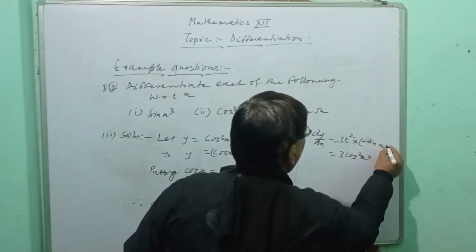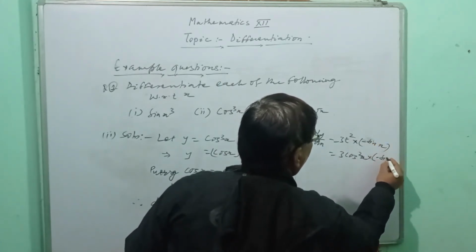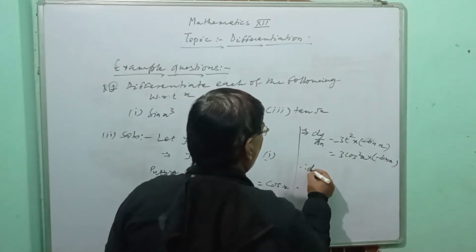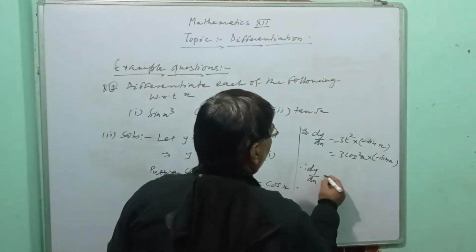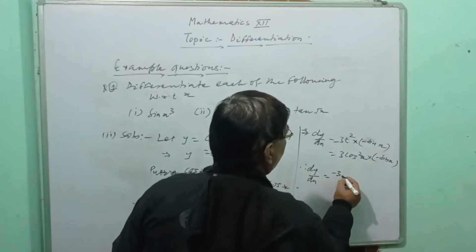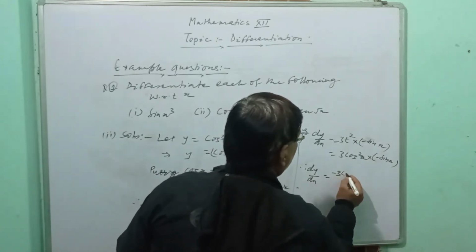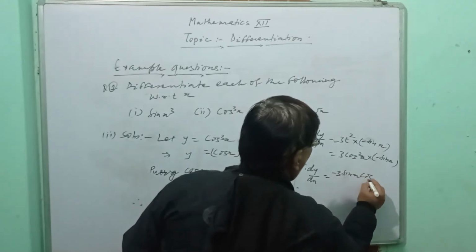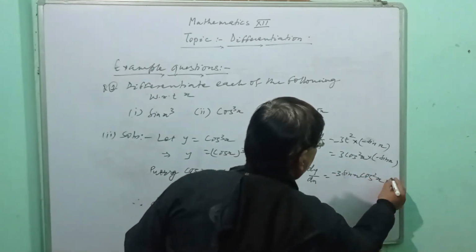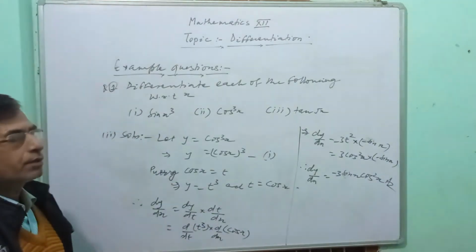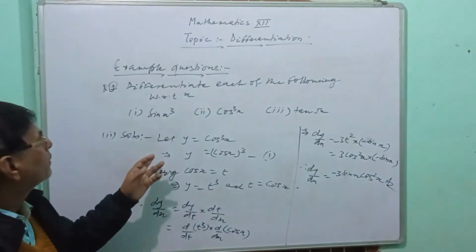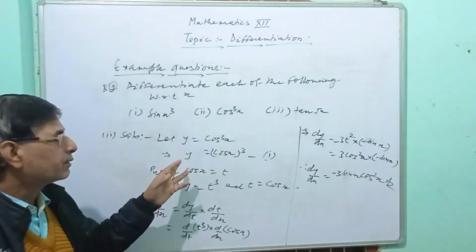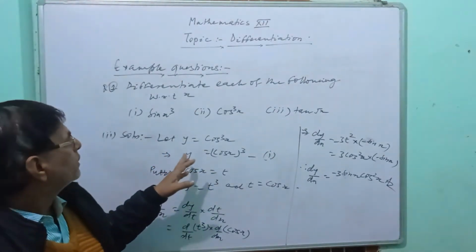into minus sin x, and therefore dy by dx is equal to minus 3 sin x cos square x. Answer. This is the solution of this question. Once again we try to understand the solution of this question.